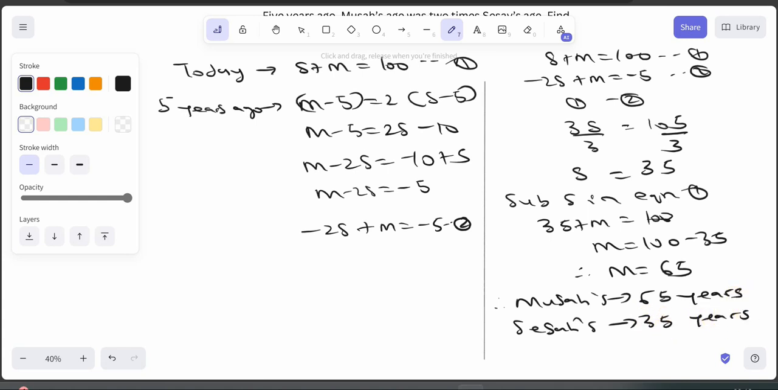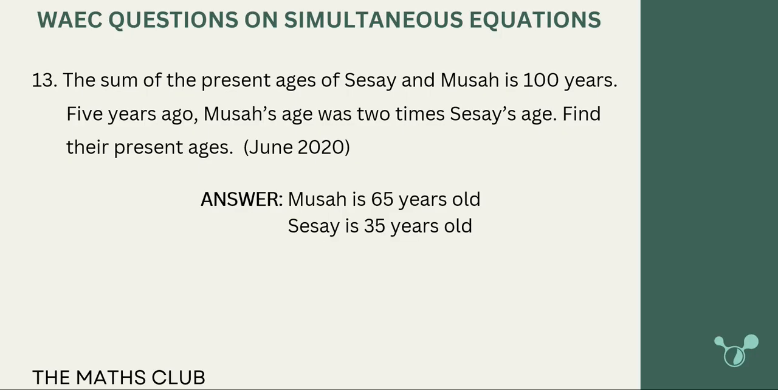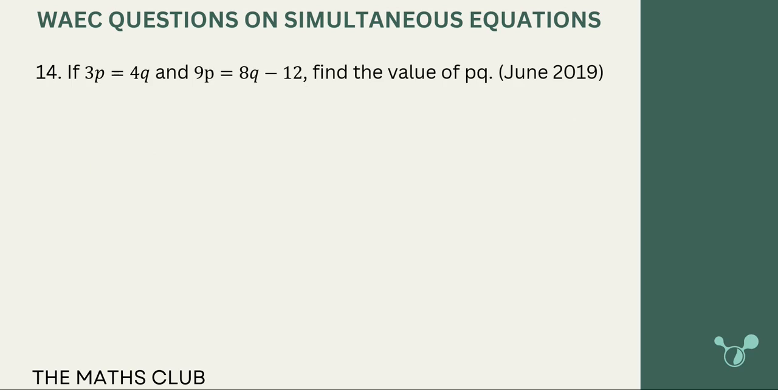So that's basically it about the question. Let's see if we're correct. Yeah, so Musa is 65 and Ceci is 35 years old. Next question says that if 3p is equal to 4q and 9p is equal to 8q minus 12, find the value of pq. I want you to pause the video and try this out yourself.